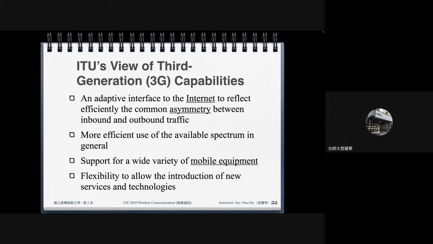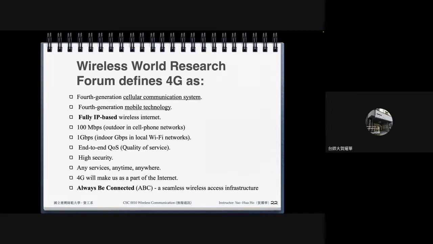Now it has more efficient use of available spectrum in general, which supports a wide variety of mobile equipment nowadays. You can have a cell phone, tablet, or mobile laptop that connects to the third generation cellular network. It has the flexibility to introduce new services and new technology on third generation. From third generation, we move up to what we currently have right now. Well, currently we have almost fourth generation, fifth generation.